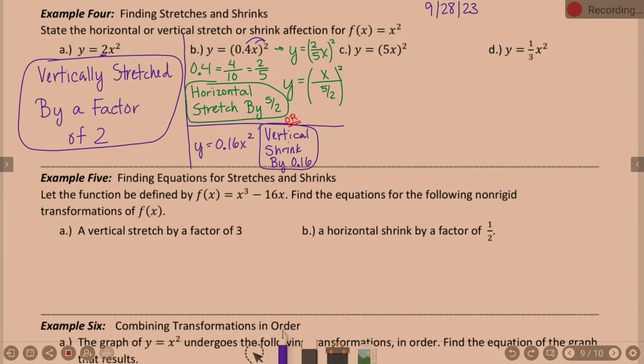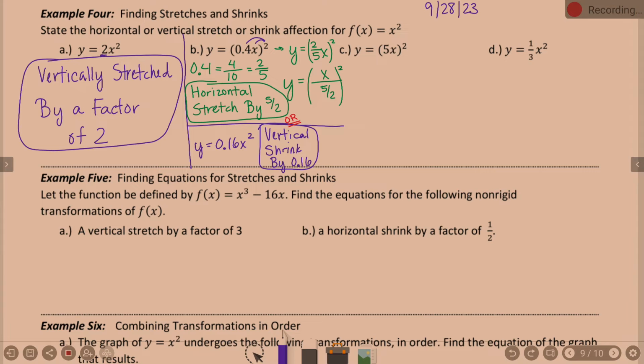Now, we just gave two totally different answers. Do they correlate? Think about this. Horizontal stretch. What's a horizontal stretch going to do? Horizontally, so left to right, it's going to make it wider. What's a vertical shrink going to do? Vertically, it's going to push it down, squish it down. As you squish something down, what happens? It gets wider. Okay, so there is a direct correlation between horizontal stretch and vertical shrink.